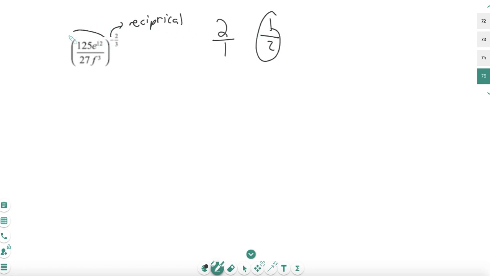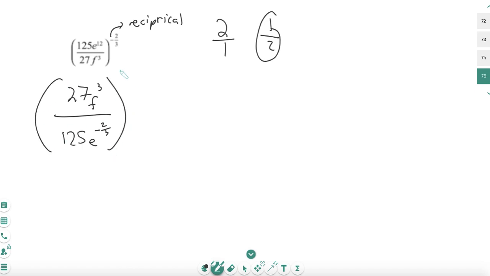So what we're going to do is flip this fraction, because we have to find the reciprocal. So it'll be 27 f to the power of 3 over 125 e to the power of 12, and all of that is being powered by 2/3 now. So we flipped it, now we make the 2/3 positive. If we have a fraction and it's being powered by something, we power the top by 2/3 and power the bottom by 2/3.